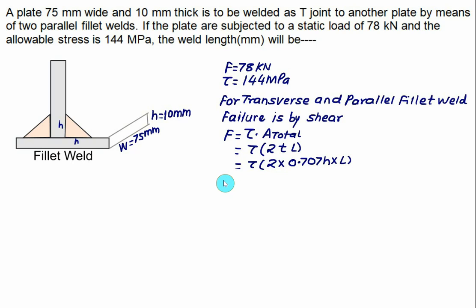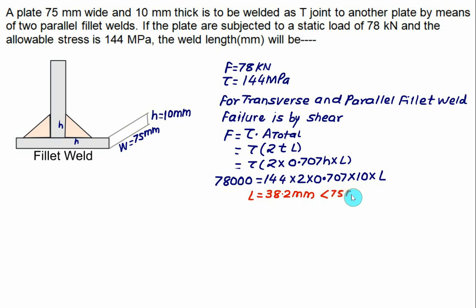We have given the value of force is equal to 78 kilonewton. So we have 78,000. The value of shear stress is equal to 144 multiplied by 2 multiplied by 0.707 times H, which is equal to 10, the leg size. Length we have to find out. So if you solve it, you will get the length L, and the length of weld is close to 38.2 mm. Since we have given the width is equal to 75 and the length of weld is 38.2, this value is less than 75, so this welding is possible.